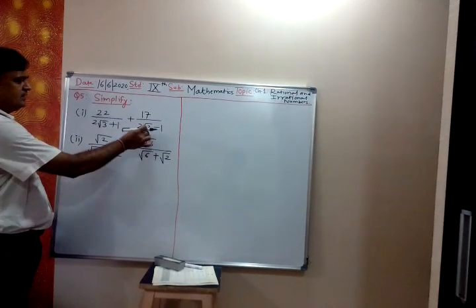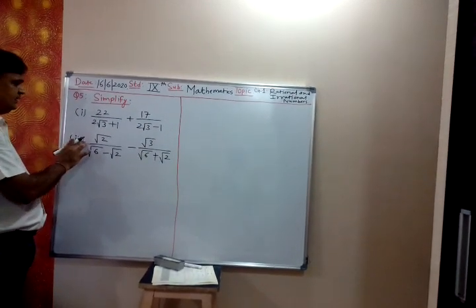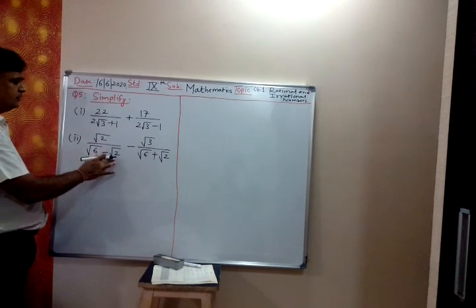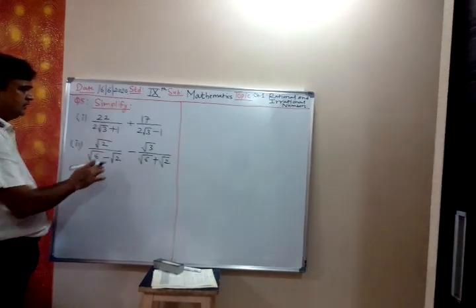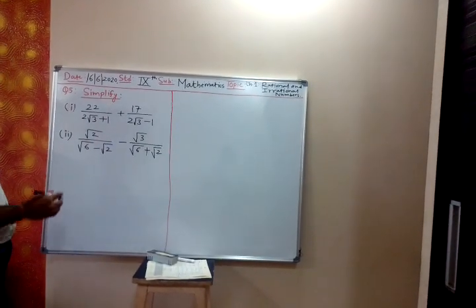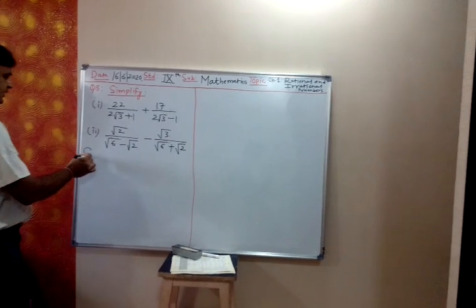This is one term, this is the other term. Then second, root 2 upon root 6 minus root 2, minus root 3 upon root 6 plus root 2. So these two we want to simplify. So let us solve the first one.